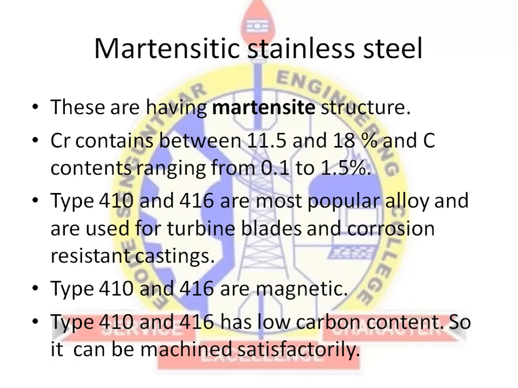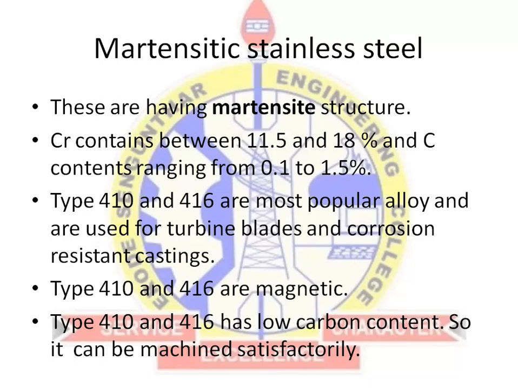Types 410 and 416 are the most popular alloys, used for turbine blades and corrosion resistant castings. They are used for turbine blades in power plants as well as in aircraft. Both metals are magnetic, and they have a low carbon content so that they can be machined satisfactorily.